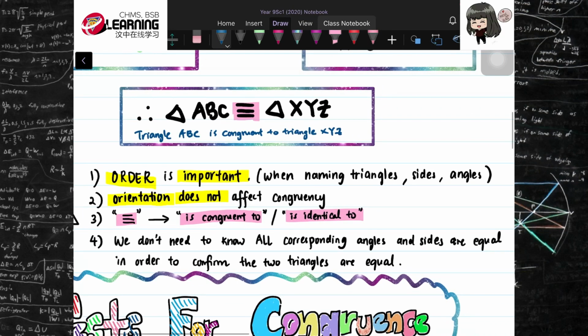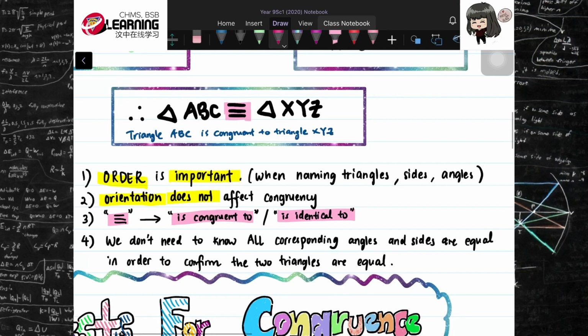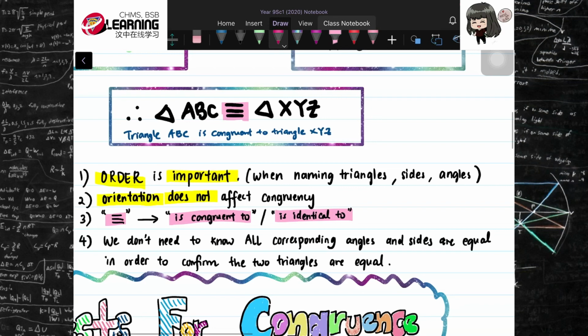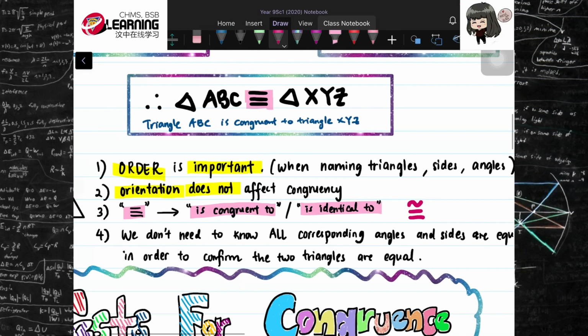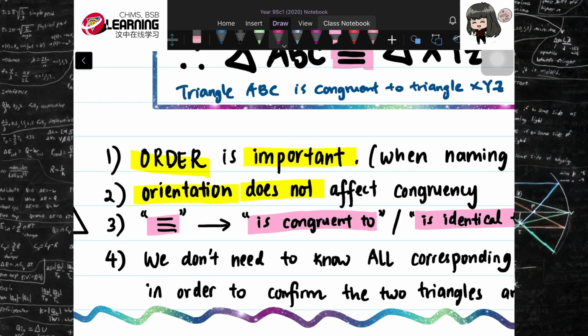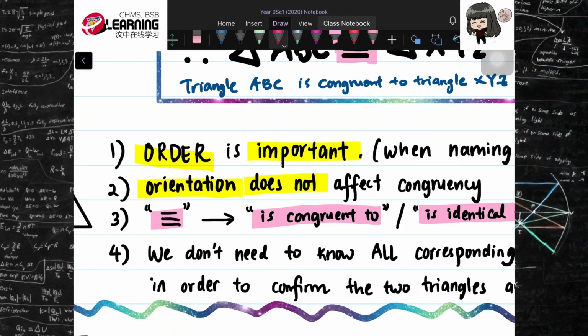There are books or writers who, instead of 3 bars, write this symbol with a curve and double bar. This one also means is congruent to. Some writers write it this way, and some write 3 bars here. So we just follow the textbook. The textbook is written this way, with 3 bars, which represent is congruent to.